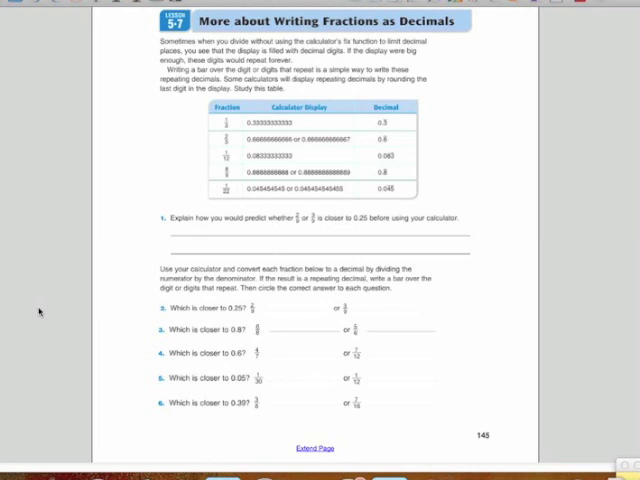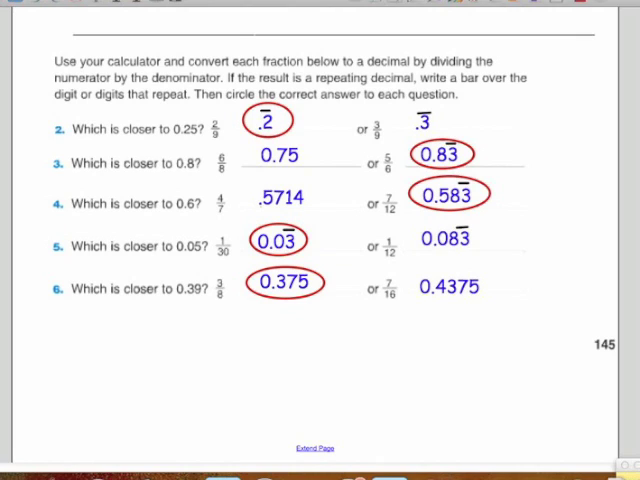Okay, and if you're done, we're going to go over the answers from 2 through 6. So you were supposed to convert each fraction into a decimal, and then you were supposed to tell me which one was closer to which. So here are your answers. Go ahead and look at those. If you have any questions or if you're confused on something, please raise your hand. We'll be happy to answer those for you.